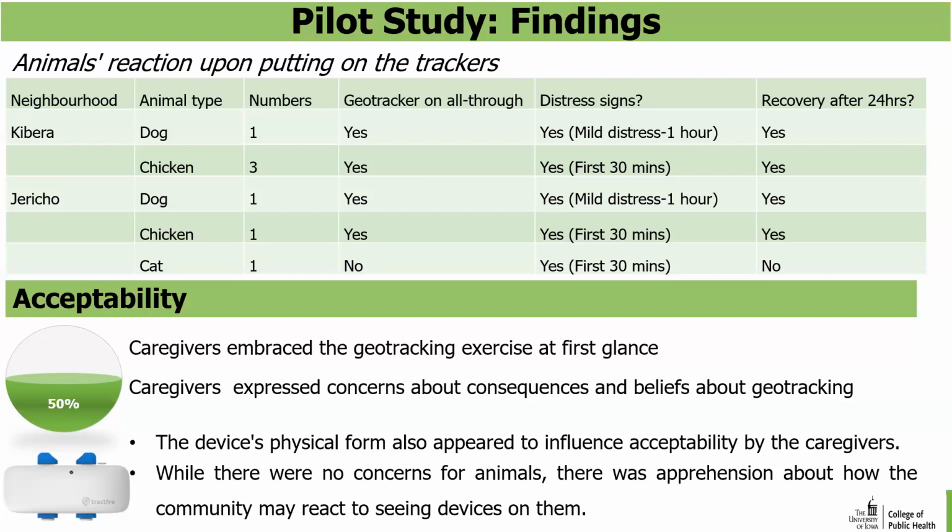For the caregivers, as I've mentioned, most of them accepted the geotracking exercise, and we realized that the device's physical form, that is, our device is smaller in size, really influenced the acceptability rates by the caregivers. There was, however, a concern about the neighbors or the community members seeing the tracker devices on the animals. Next slide, please.